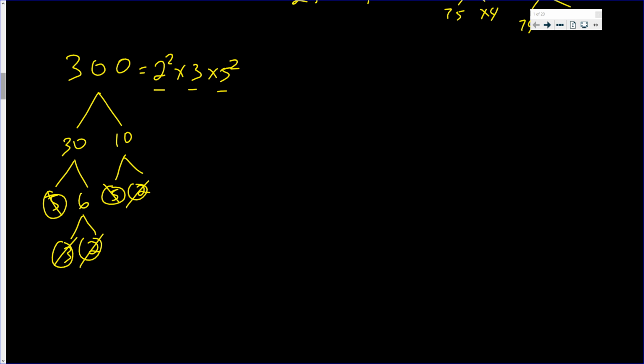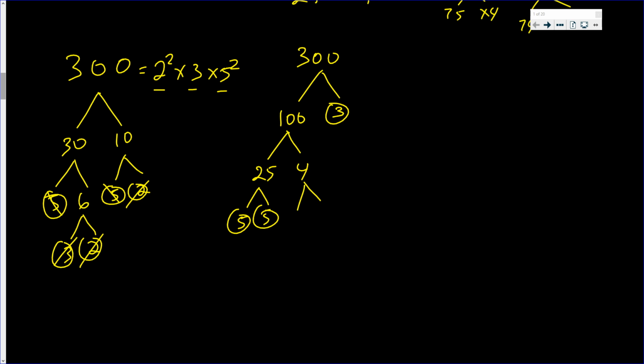The bases are all prime. That's all it takes. Another student could have said, I know my 100 table, 100 times 3 is 300. And coincidentally, 3 is prime. Then they can say 25 times 4 is 100. 5 times 5 is 25, and those are prime. 4 is 2 times 2, and that's prime. Once again, we have 2 factors of 2, 1 factor of 3, 2 factors of 5.